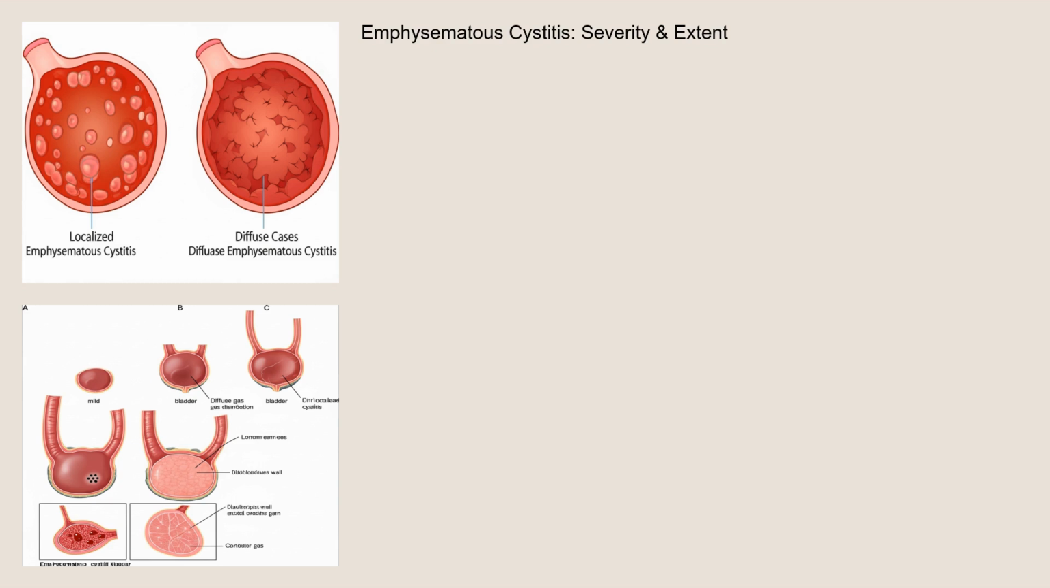While emphysematous cystitis doesn't have strict types, the severity and extent of the infection can vary. Some classifications focus on the distribution of gas. Localized cases involve gas confined to the bladder wall, while diffuse cases involve gas spreading beyond the bladder into surrounding tissues. The severity of symptoms and the presence of complications, such as sepsis, also play a role in assessing the overall severity of the infection.